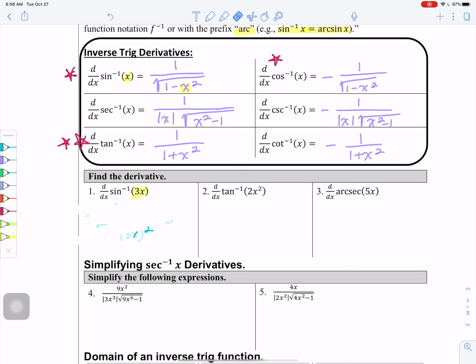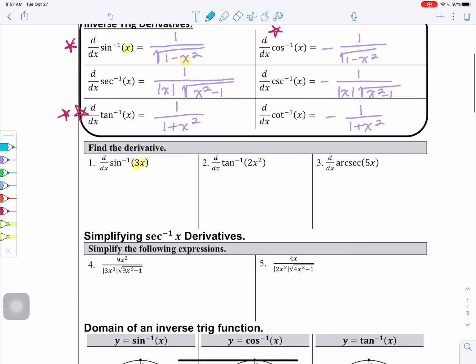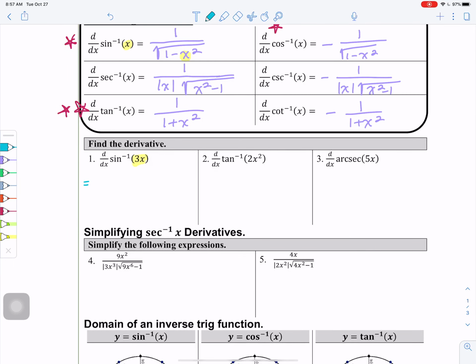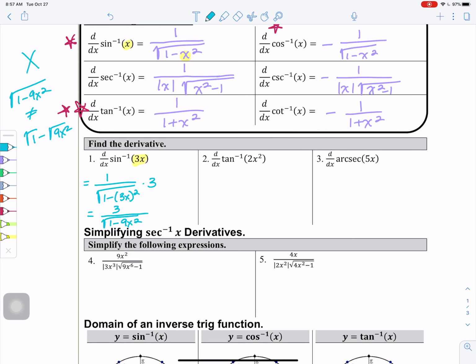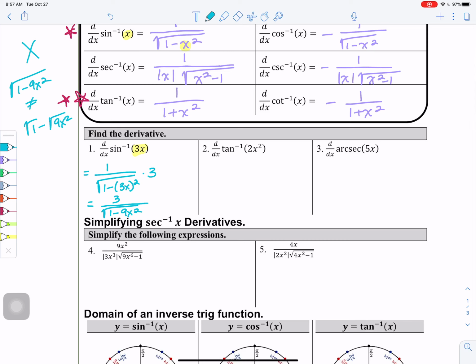I wrote that so big really quickly, I'm going to write it a little bit smaller, so I can have room to simplify. 1 over the square root of 1 minus all of 3x squared times 3. And that's equal to 3 over the square root of 1 minus 9x squared. And we're actually leaving it like that. Keep in mind the square root of 1 minus 9x squared is not equal to the square root of 1 minus the square root of 9x squared. That is very wrong, okay? So this is our answer, 3 over 1 minus 9x squared under the root.